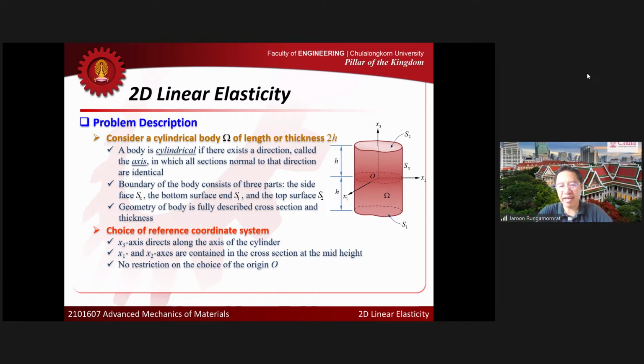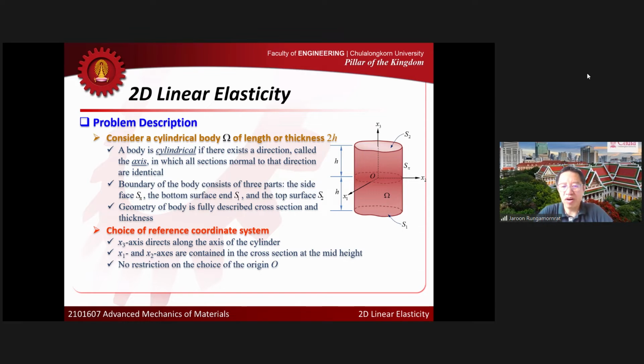Before, in the Saint Venant case, I picked the point O at the centroid of the cross section, but here it's not necessary. The origin O can be located at any point in the cross section at the mid height. Is that clear to you?